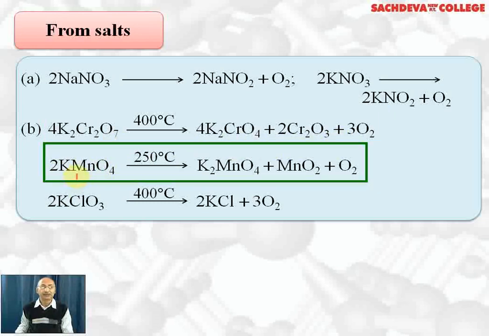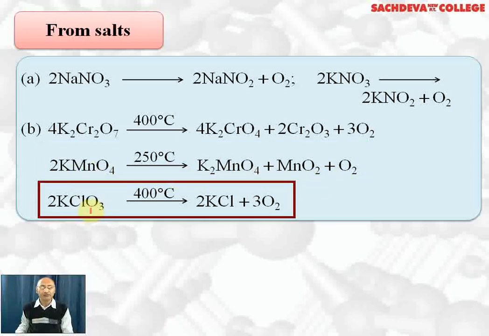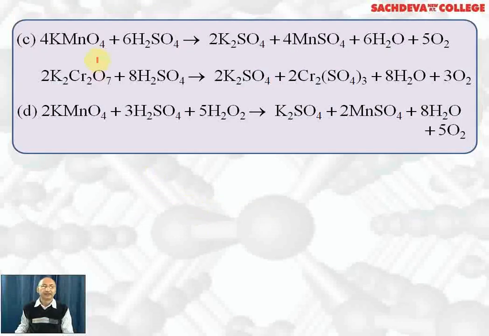2 KMnO4, KMnO4 is purple in color. On heating it gives K2MnO4, which is a green colored solid, plus MnO2, which is a black colored oxide, plus oxygen gas. Potassium chlorate, if heated alone without MnO2, the temperature will be high, that is 400 degrees centigrade. It decomposes to form 2 KCl plus 3 moles of oxygen.